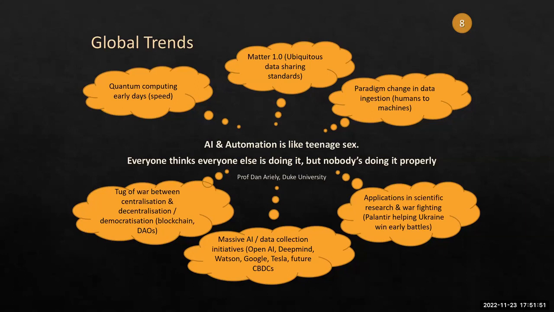So other things that AI is being used for would be, for example, the Ukraine war. There's a company called Palantir in the US, who, from my understanding, helped the Ukrainian army win the first few initial battles against Russia. That's AI in practice.